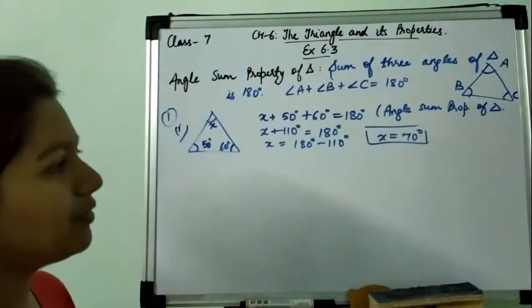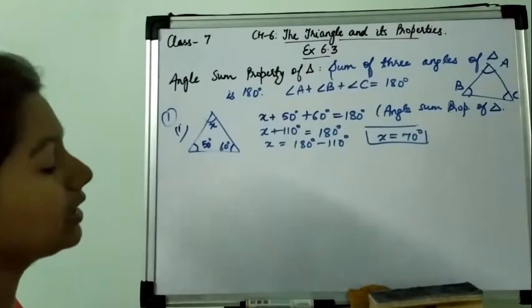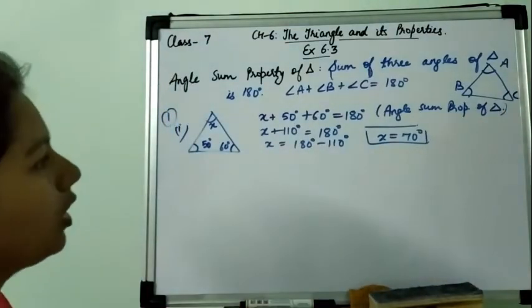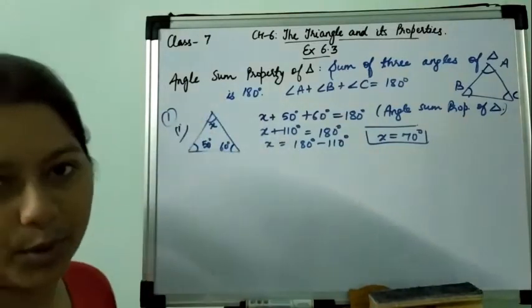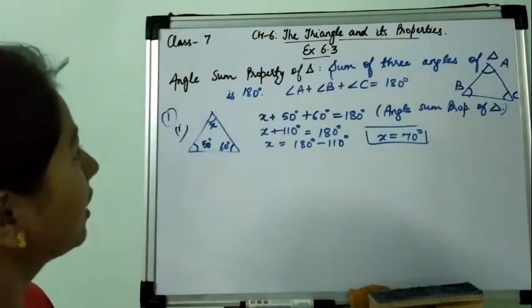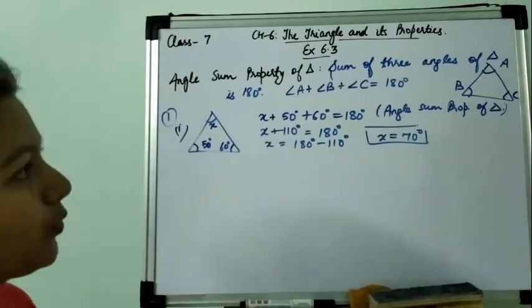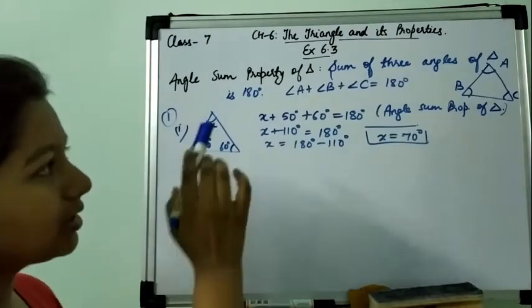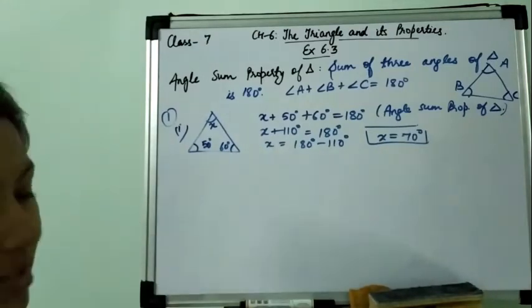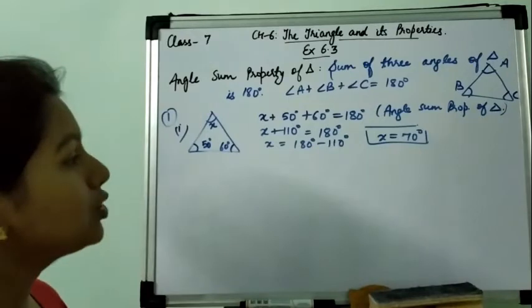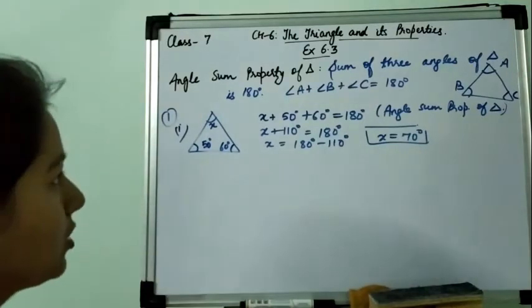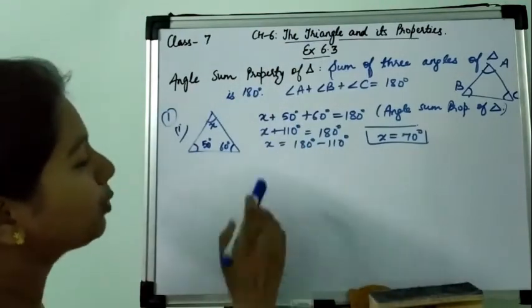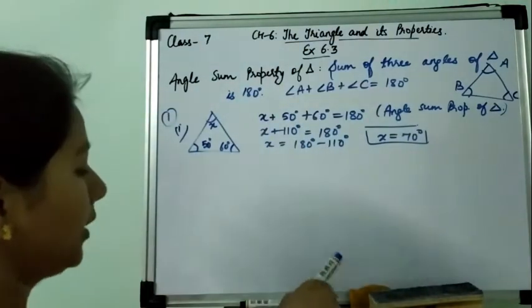In this way the questions are very easy. The only thing is that it is very important to mention the reason. Since in all the parts we are using the angle sum property of a triangle, we will not write this property again and again, only at the top of the question I will mention it. We will do this when we are doing the exercise. But in exams, since you will have hardly one or two questions, in that case you have to write the complete property. आपको पूरी property लिखनी है कि property क्या है.